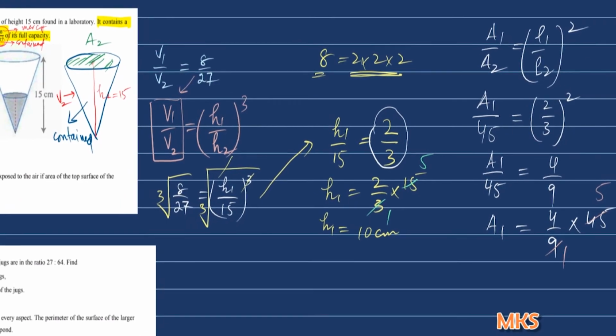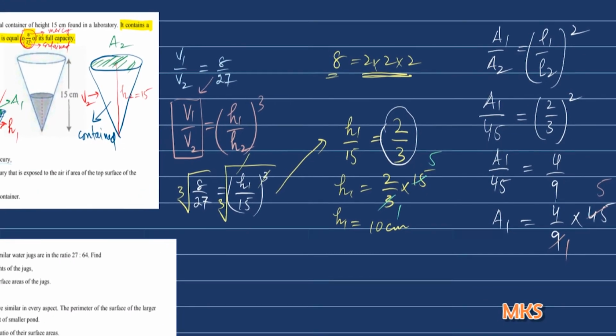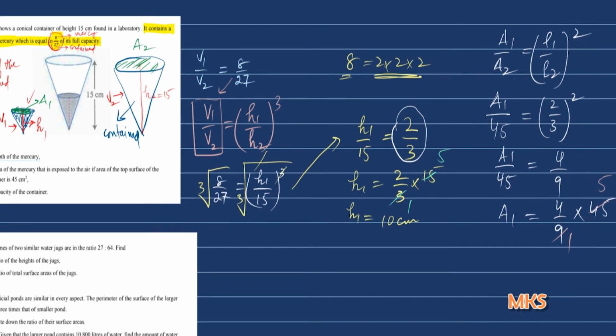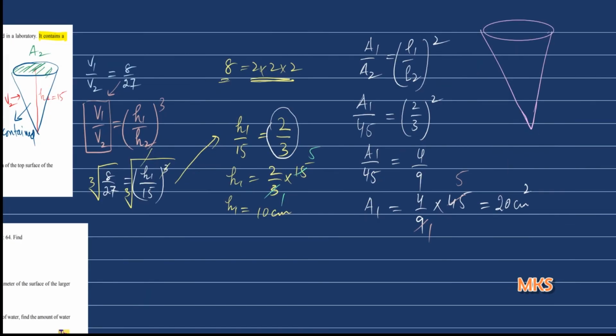The capacity of the container means the volume of the container. Now, the volume of the container is a cone. And volume of a cone is 1 over 3 base area into height.